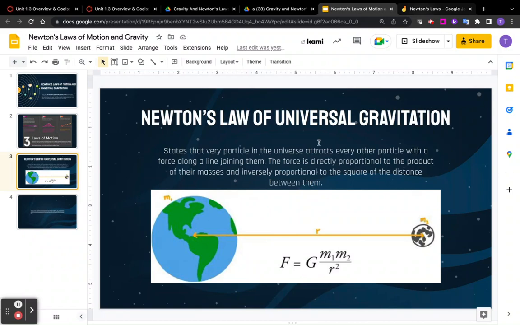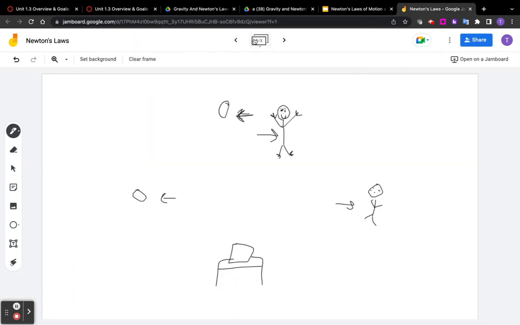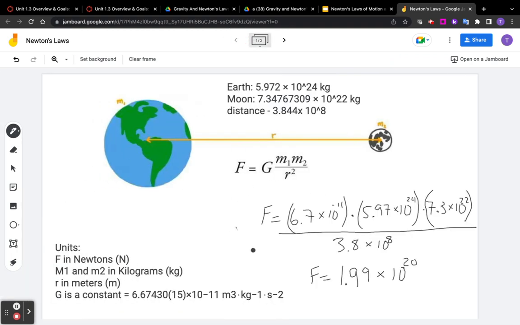All that means is that the force of gravity gets stronger, directly proportional, if the masses are bigger. So if you have two really big things, they have more gravity pulling them together. Now, inversely proportional means that the amount of gravity, the force of gravity between two objects, it decreases as they get further apart. So let's kind of look at an example. You're going to do this in a lab after this assignment.